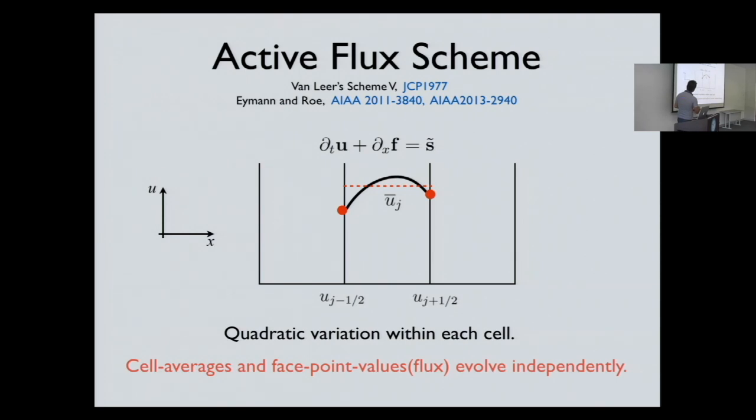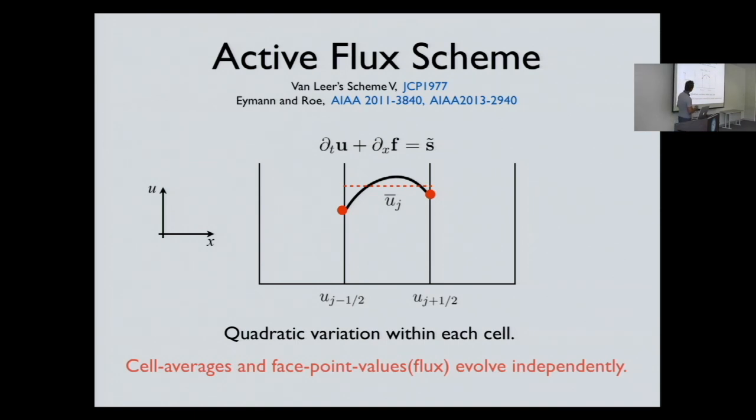The basic idea is that in this one-dimensional computational cell, we carry the cell average for the solution, and also the solution values at the faces. So we have 3 degrees of freedom within each cell. We can construct a quadratic polynomial, and this is the basis for third order accuracy. So this is a finite volume type scheme, but at the face we have solution values or flux. So these 3 degrees of freedom must evolve independently.